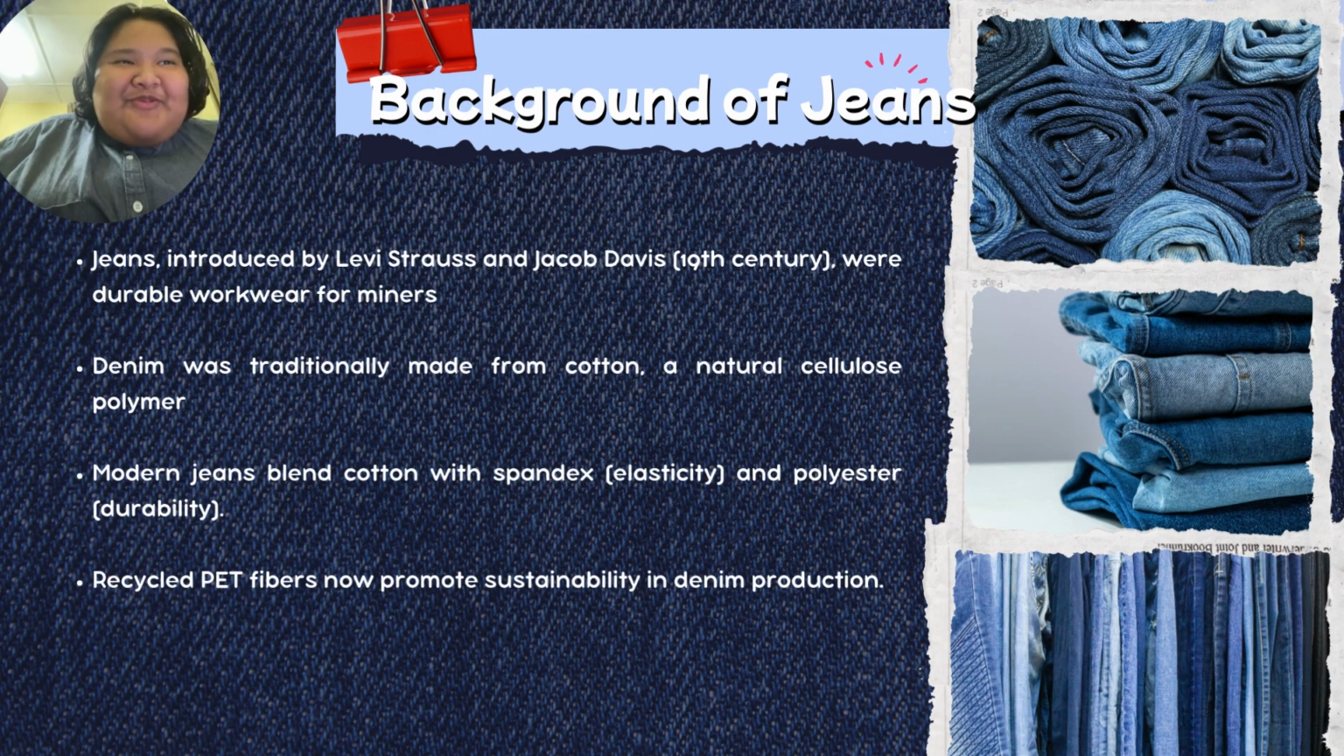Okay, now we move on to some background of jeans. First, jeans were introduced by Levi Strauss and Jacob Davis in the 19th century, and were durable workwear for miners at that time. Denim was traditionally made from cotton, which is a natural cellulose polymer. Today, modern jeans blend cotton with spandex, which is used to improve its elasticity, and polyester, which is used to improve its durability. Today, recycled PET fibers now promote sustainability in denim production.